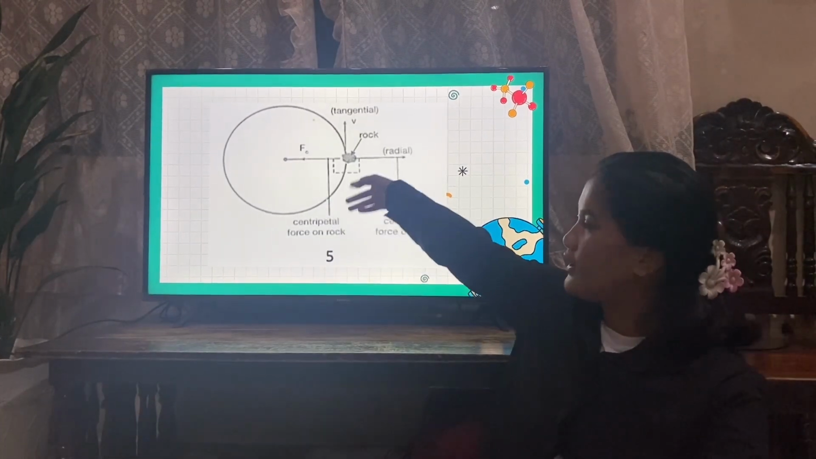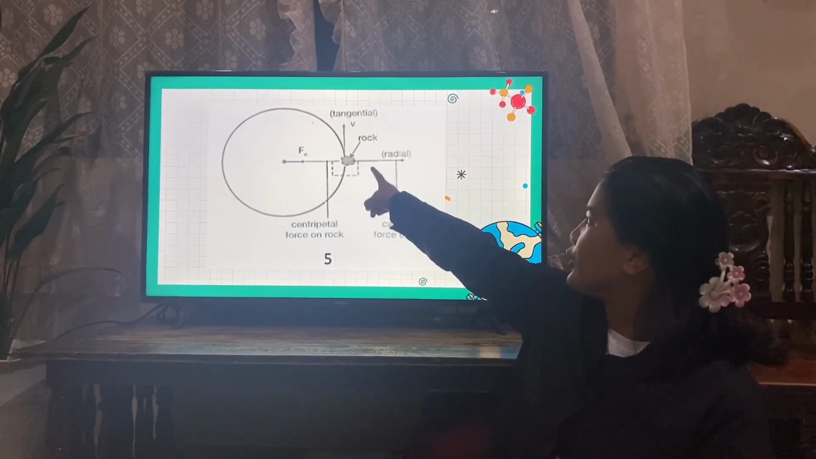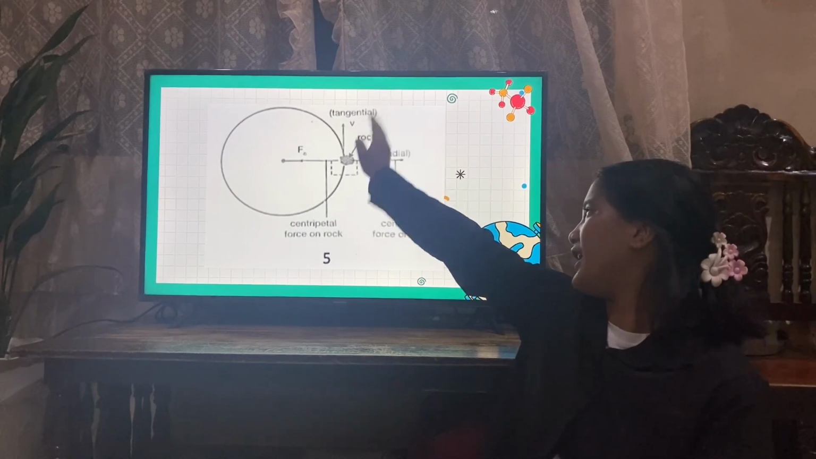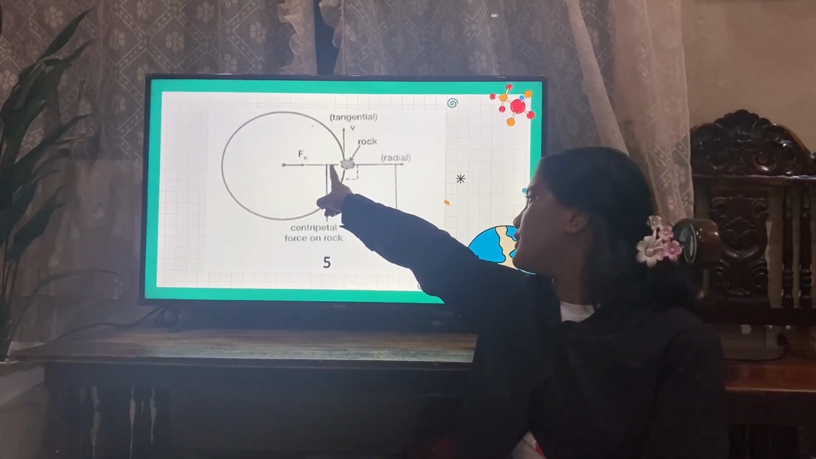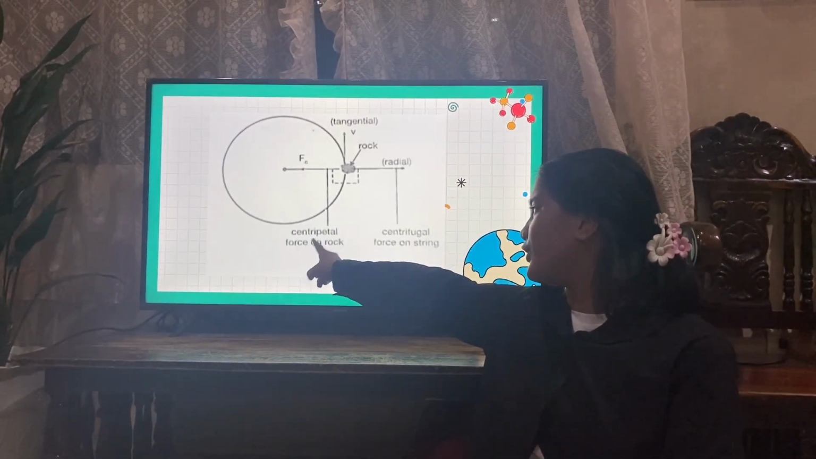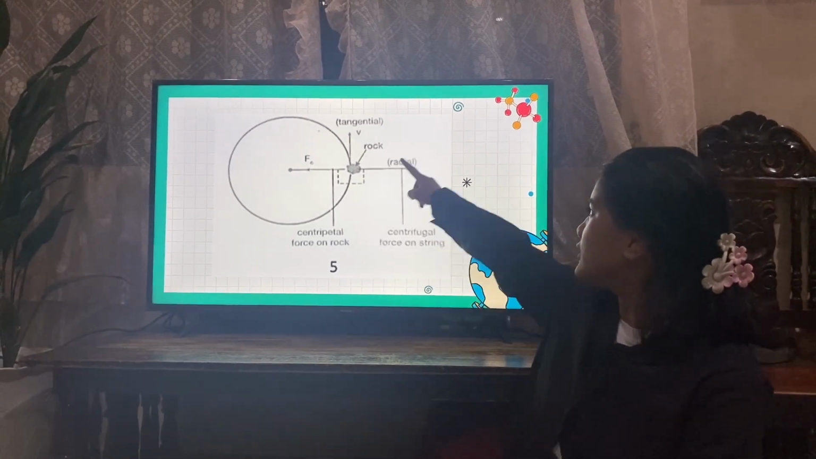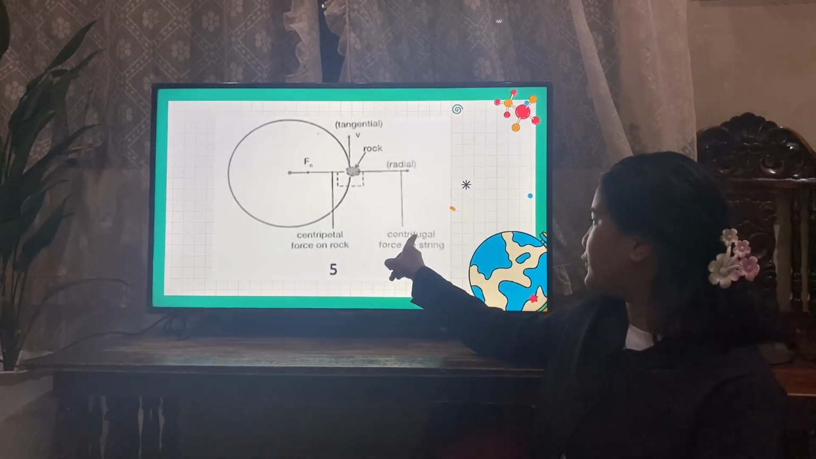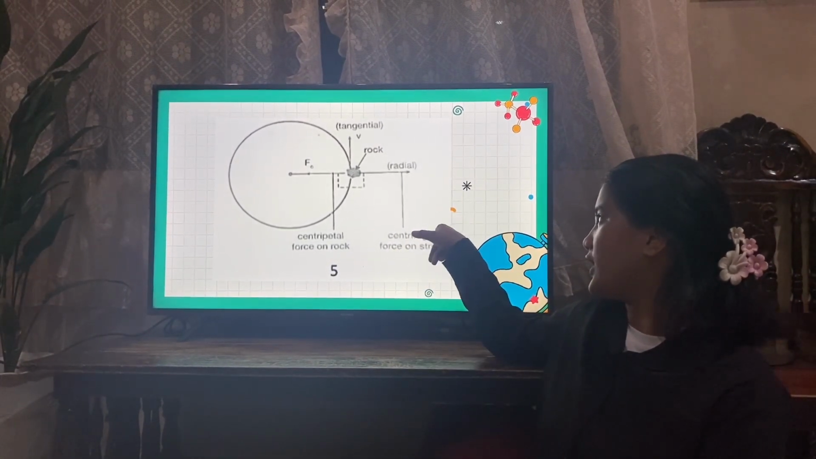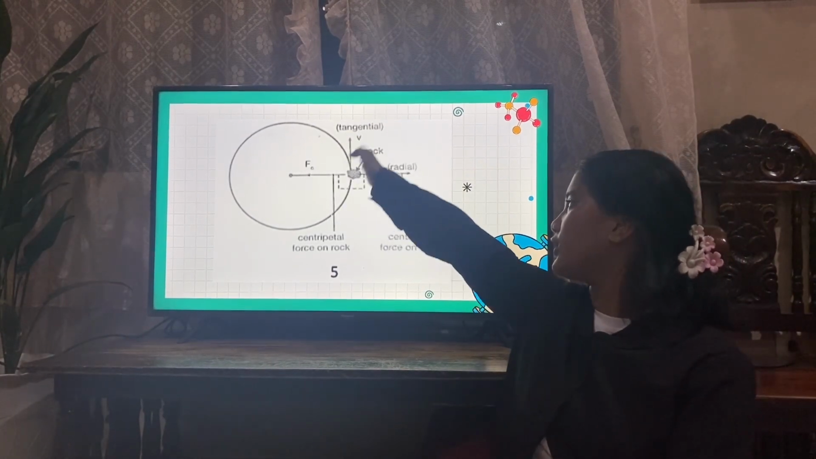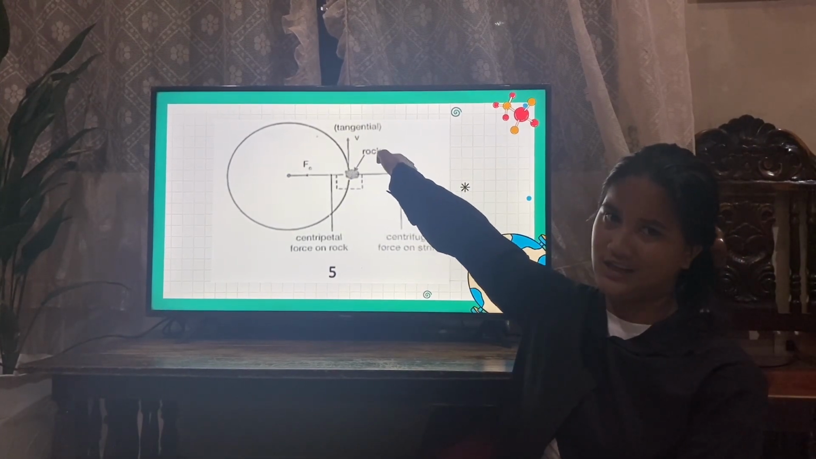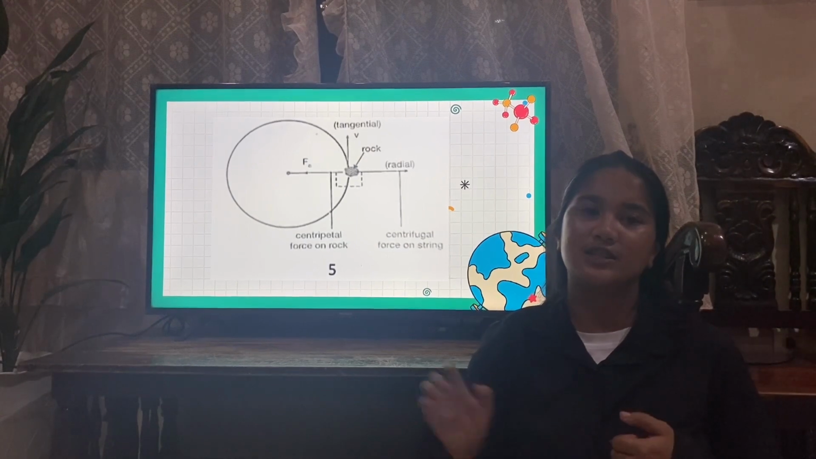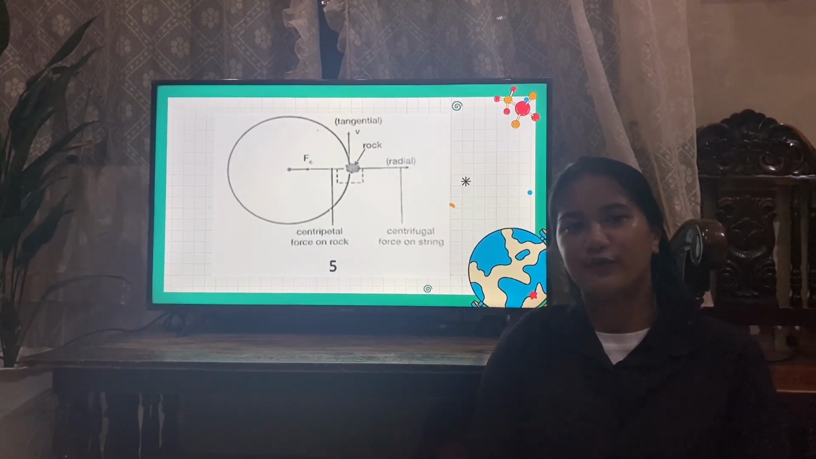This is the centrifugal force on the rock, and this will be the centrifugal force on the string, and this is the rock, and it will go off tangentially when cut. So that's it. That's the lesson on centrifugal force.